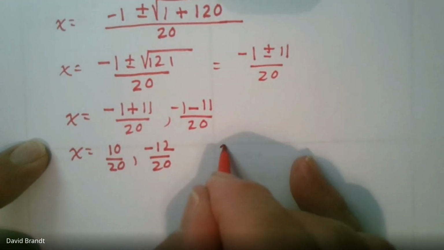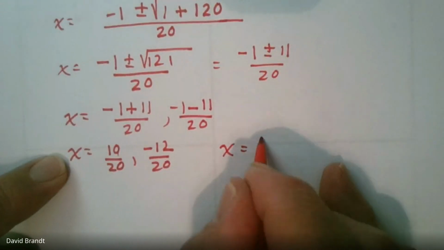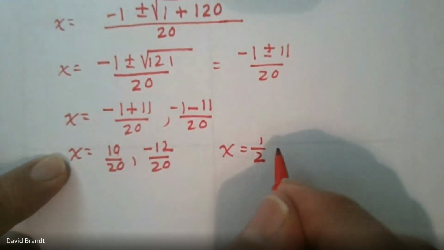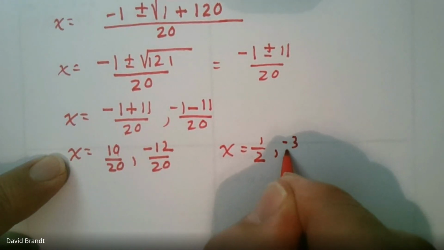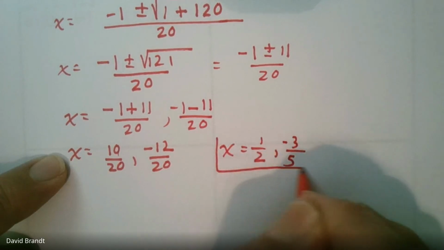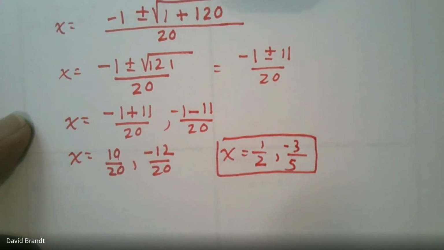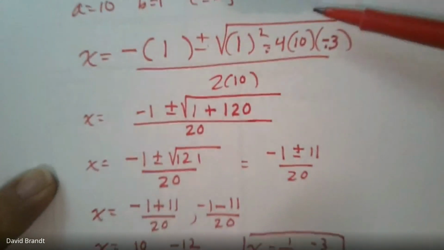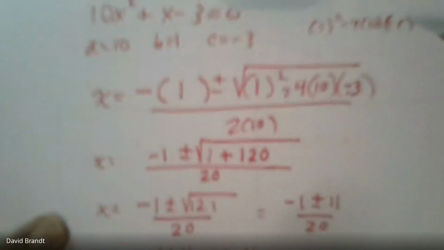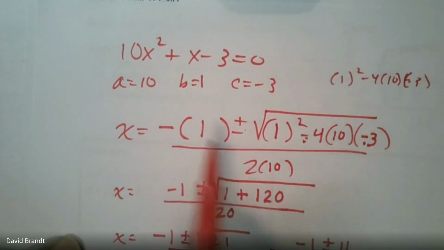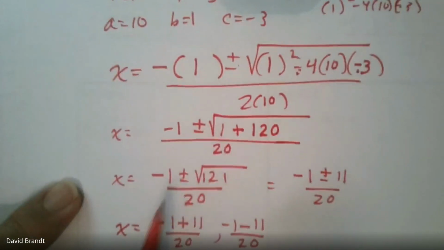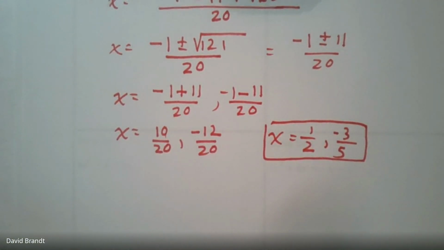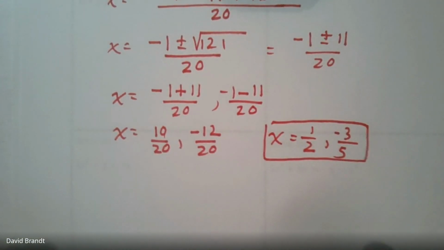Finally, you should reduce them both. 10 over 20 is 1/2, and negative 12 over 20, you can reduce that by 4. That's going to be negative 3/5. So those are my two solutions. Now, this looks complicated, but you didn't have to remember steps for factoring. It's just the formula's given to you. You just plug the numbers into the formula and use the order of operations. That's all it is. All right, let's do the second one. Then I'll split the video up into two parts.